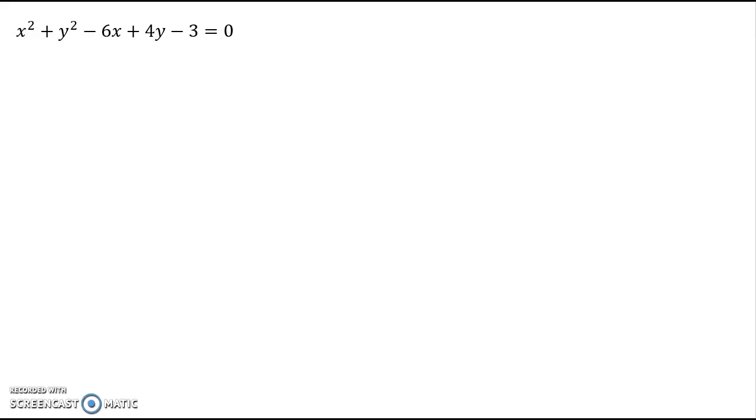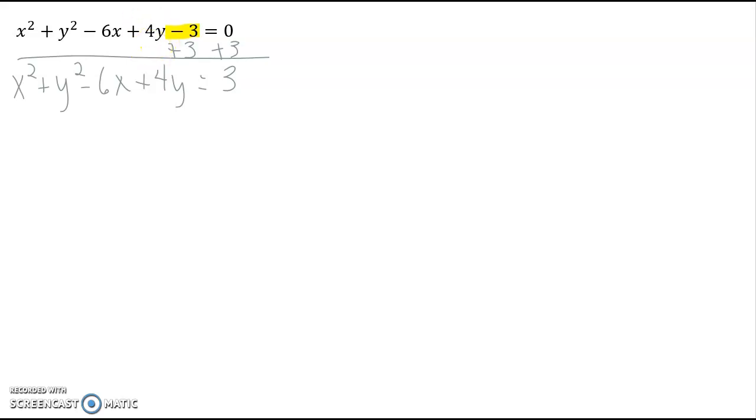So the first thing you should notice is that we don't have a constant all by itself. If I look, I've got minus 3 on that left-hand side. It doesn't have a variable, so it needs to move to the right. So let's start by moving that to the right by adding 3. So I've got x squared plus y squared minus 6x plus 4y equals 3. So now I've got my constant on the right-hand side, all my variables on the left-hand side.